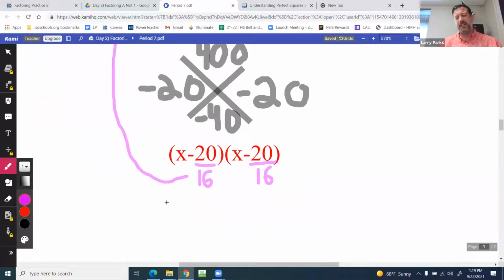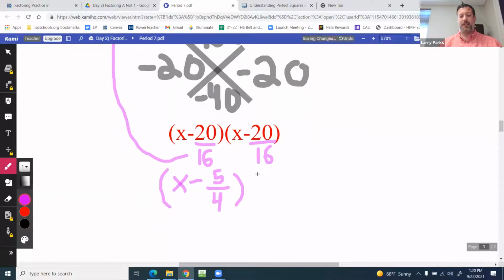20 over 16, let's see, 16 doesn't go into 20. The next number that goes into 16 is 8. 8 doesn't go into 20. 4 goes into 16. Oh, 4. So I'm going to divide them both by 4. 20 divided by 4 is 5. 16 divided by 4 is 4. So I get x minus 5/4. And of course, it's the same factor. So I'm going to get x minus 5/4 because I reduce that and I get 5/4.